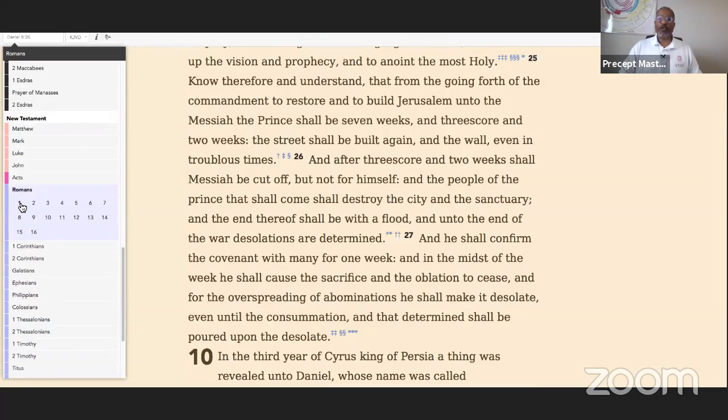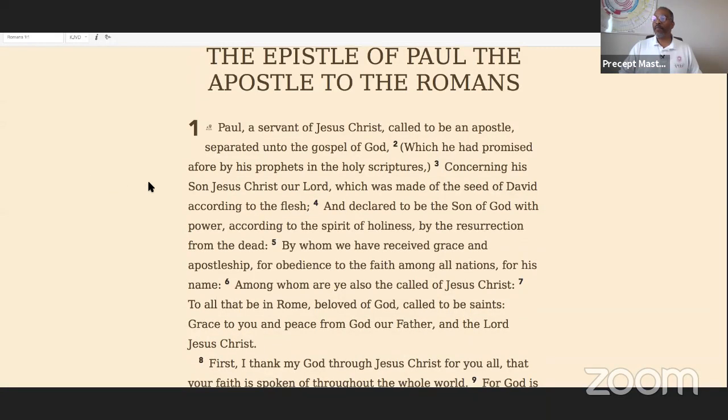So as we go back to Romans 1, he makes this clear. And declared to be the Son of God with power according to the Spirit of holiness by the resurrection from the dead, by whom we have received grace and apostleship, a message carrier, this is all it's saying, for obedience. We have to keep that. For obedience to the faith among all nations for his name.